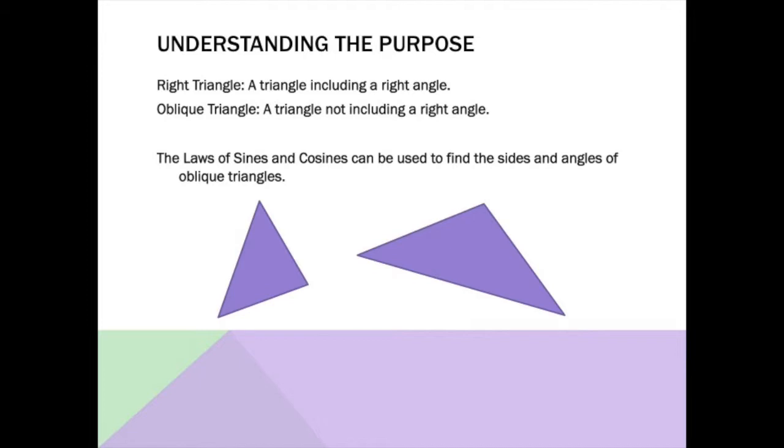We know that typically sine and cosine can be used to find angles and sides of right triangles. However, we can also use the properties of sine and cosine to find the sides or angles of oblique triangles, or in other words, triangles that do not include right angles.